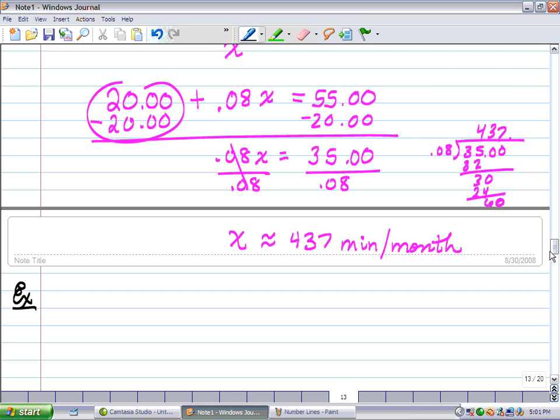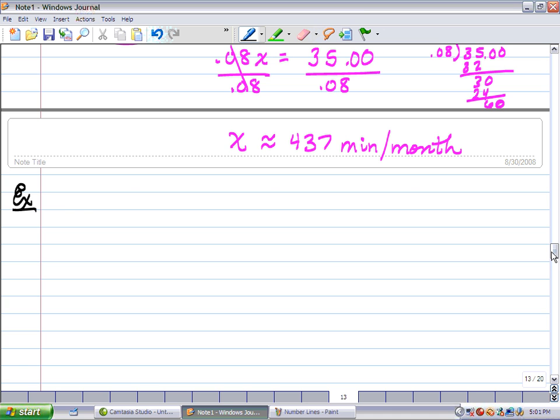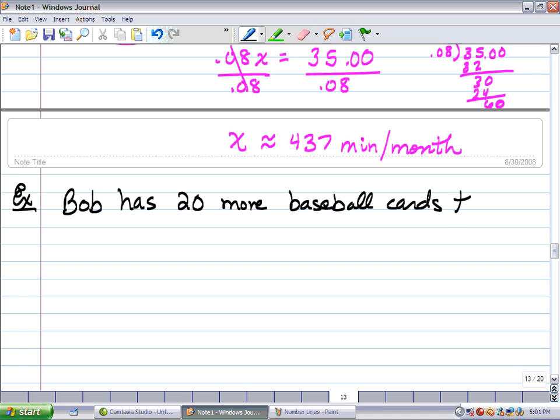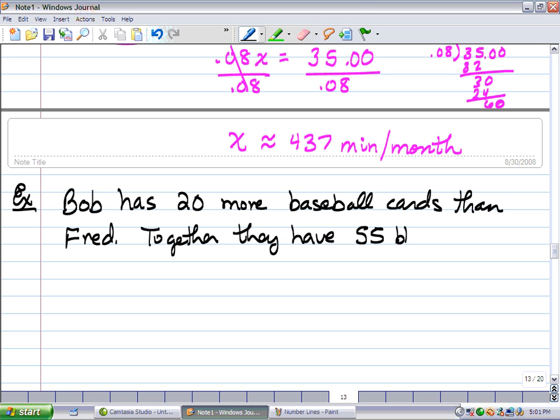Okay, let's look at another one where we would have 2 different answers. Bob has 20 more baseball cards than Fred. Together, they have 55 baseball cards. How many does each have?